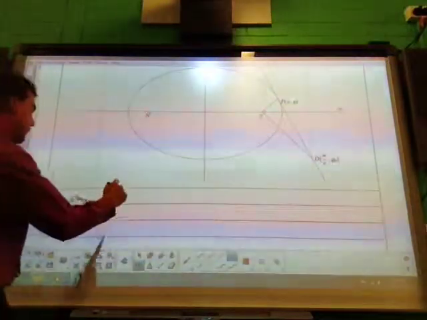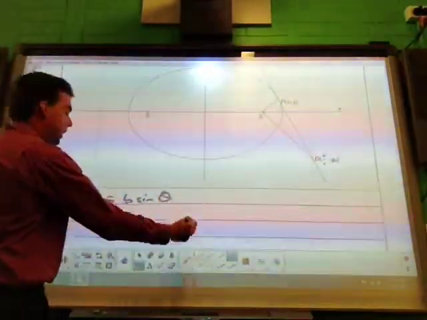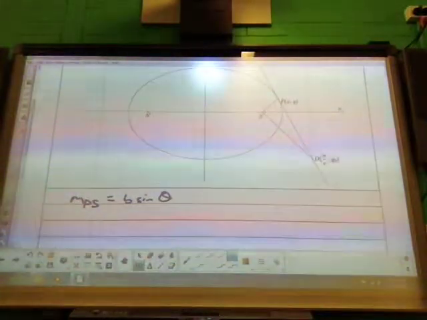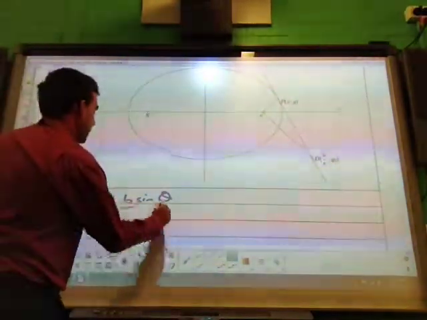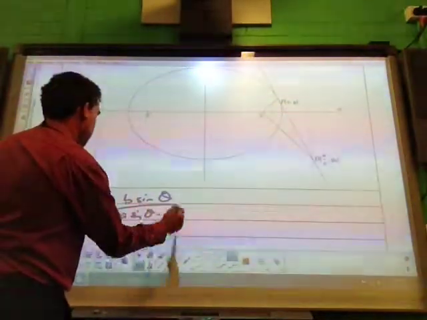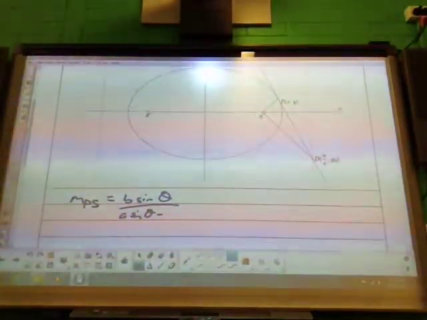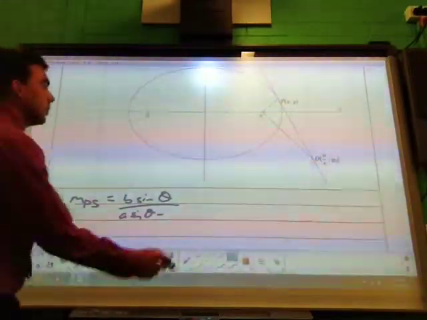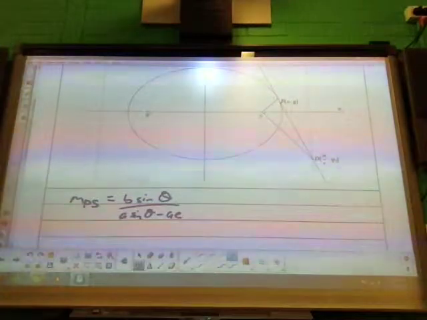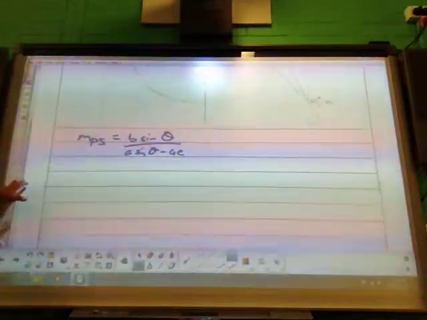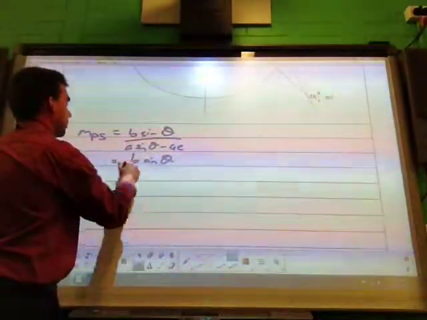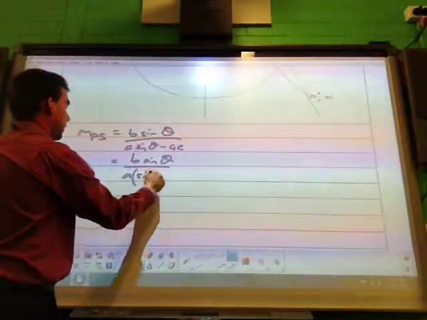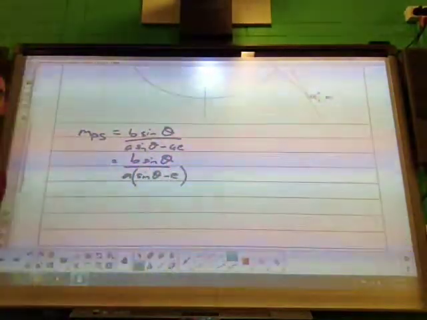Right, so we had the Y value as B sine theta. So Y2 take away Y1 over X2 take away X1. So the Y value of P is B sine theta. The Y value of S is 0. It's the foci. Over A sine theta, take away the X value of S, AE. Alright, so B sine theta over A sine theta take away AE. That will help me later.